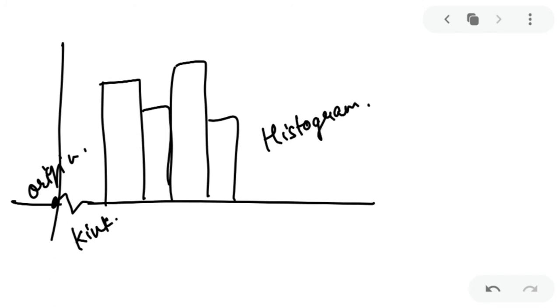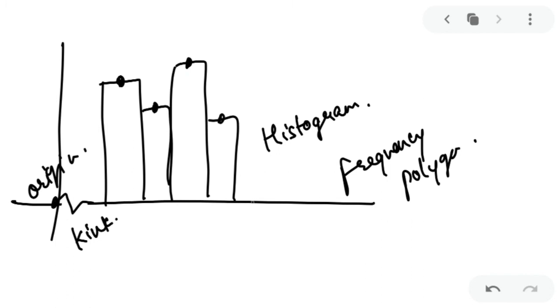Then what is a frequency polygon, my dear kids? A frequency polygon is made when I join the midpoints of all the adjacent class intervals. If I take a midpoint of this, and down also the midpoint of the class interval, and here also the midpoint of the class interval, and you join all of these, it will be called a polygon.